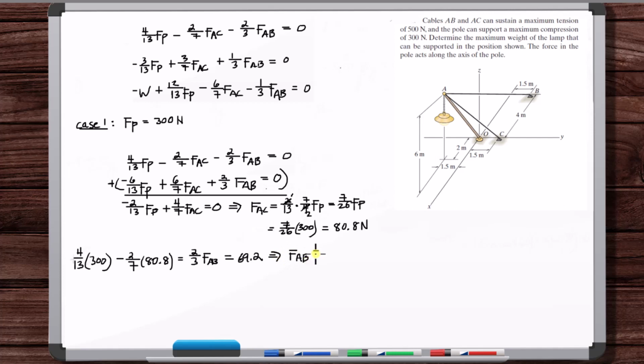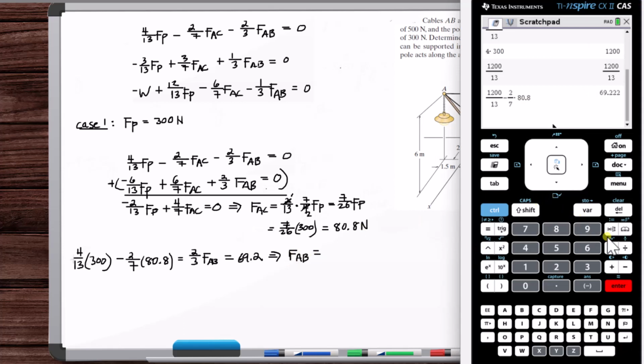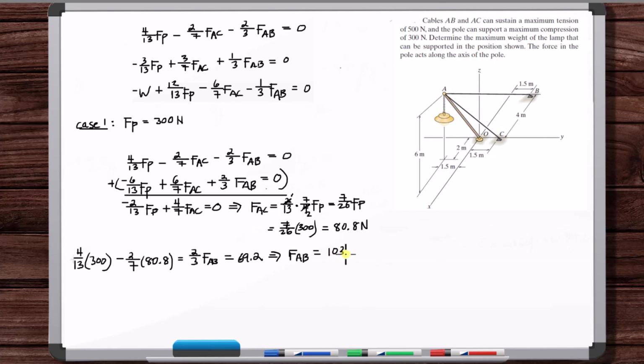So that means that FAB is, and so take this, multiply it times 3/2. So 103.8 newtons. All right, and so that's not greater than 500. So we can have the scenario where this force in the pole is under the maximum compression load that it can support, and that won't overload the cables.